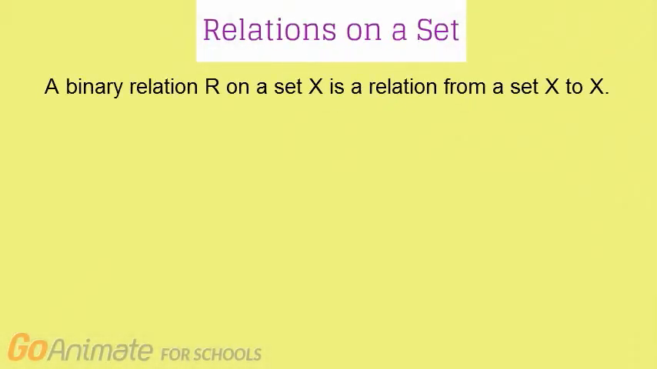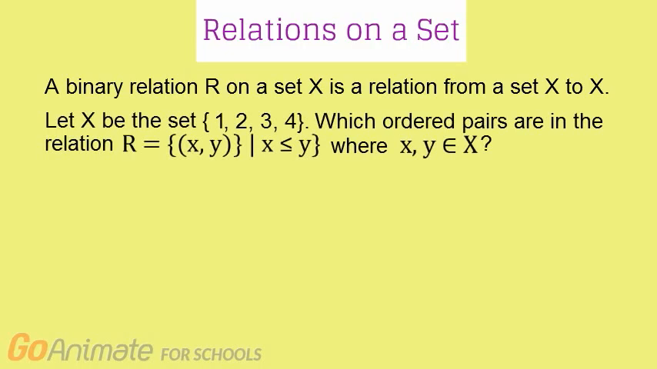Besides relations from a set X to another set, relations from any set to itself are of special interest. They are known as binary relations on a set. This means that a relation on X is a subset of the Cartesian product X times X. Let's look at an example.